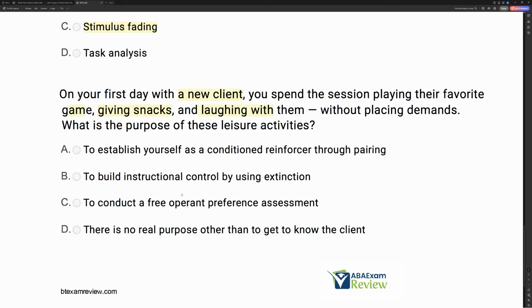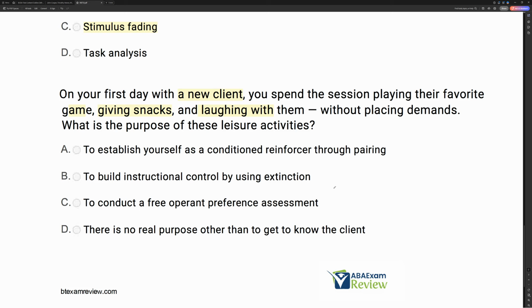So what is the true purpose of this? A, to establish yourself as a conditioned reinforcer through pairing. Absolutely. You want the client, when they see you, to be happy, to be ready for session. That is the whole entire point of what this is called, which is rapport building. B, to build instructional control by using extinction. You're not using interventions yet. You're just pairing yourself with all of these great things that the client already likes.